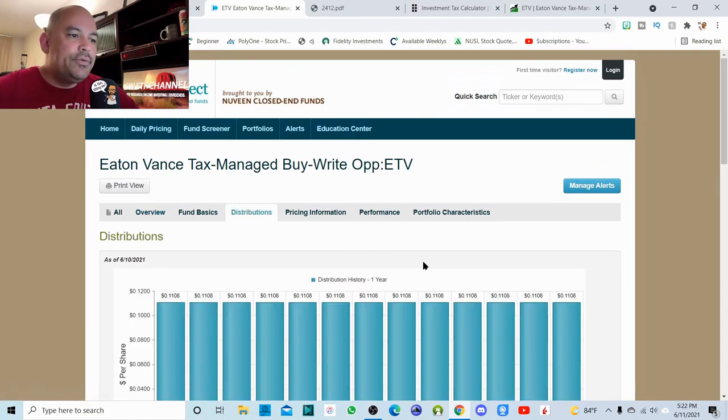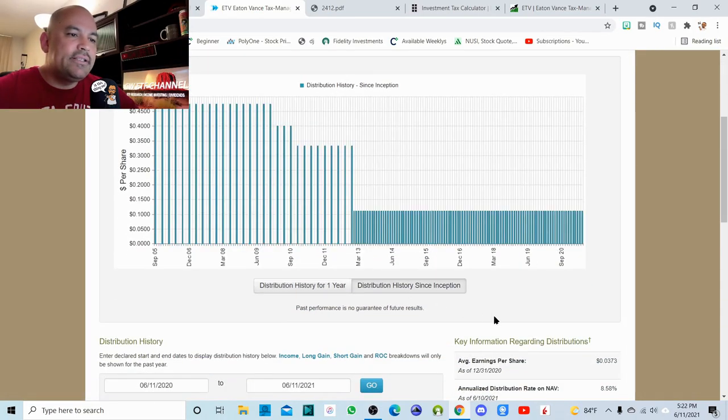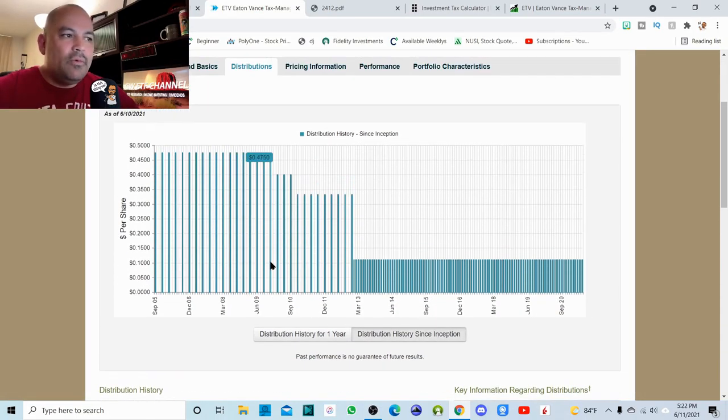We'll look at the distributions here, and we'll look at since inception. Most all funds had a bad year after the 08 recession. This actually isn't a cut, I don't believe. This one was, but this is just from them going to monthly. So they haven't had a cut since 2009, basically. And it's paid consistent every month since then.